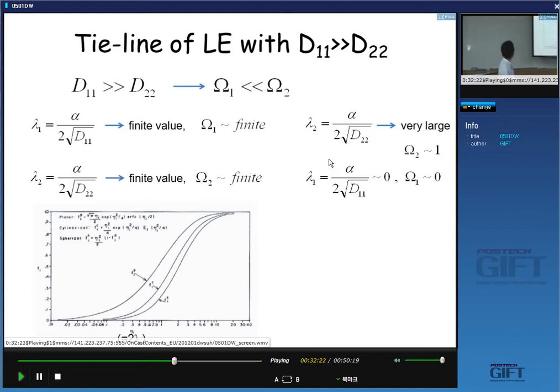When lambda 1 has some finite value, it means that omega 1 should have some finite value. In this case, lambda 2 should have a very large value, right? Because the difference between D11 and D22 is very large. So if lambda 1 has some finite value, then lambda 2 has a very large value, which means that the supersaturation of solute 2 should be close to 1. If lambda 2 has a very, very large value, then the supersaturation should be close to 1.